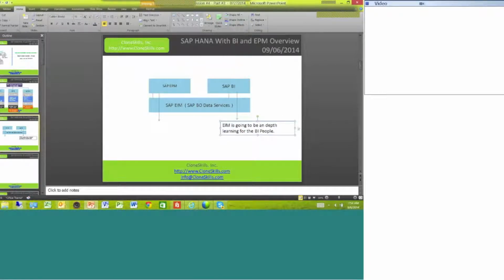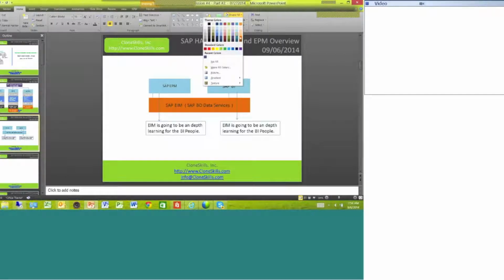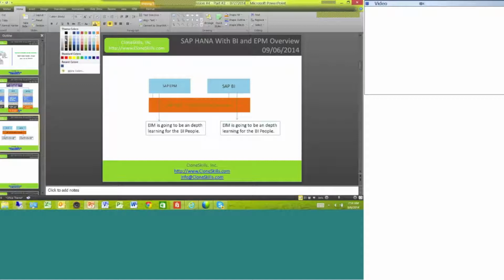Why? There's no reason to focus too much on this one when we have to focus on other areas. So whether you are part of BI or EPM, you will learn these information management concepts by using Data Services. I'm going to explain why it is required. Whether you like it or not, BPC, the data manager package and other things, I'm hoping they are going to go away soon.